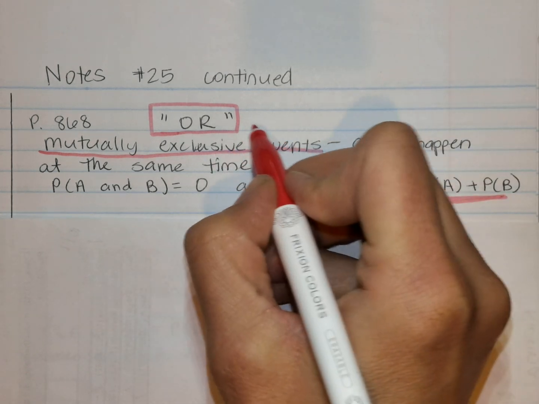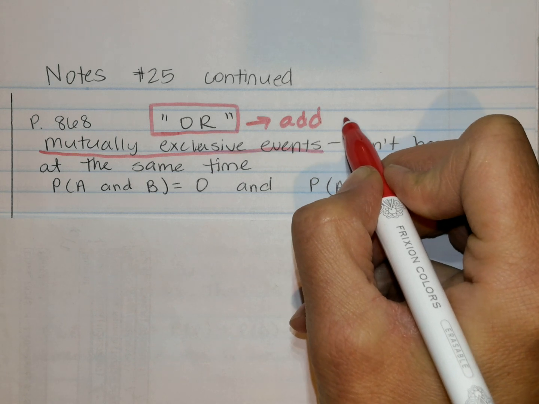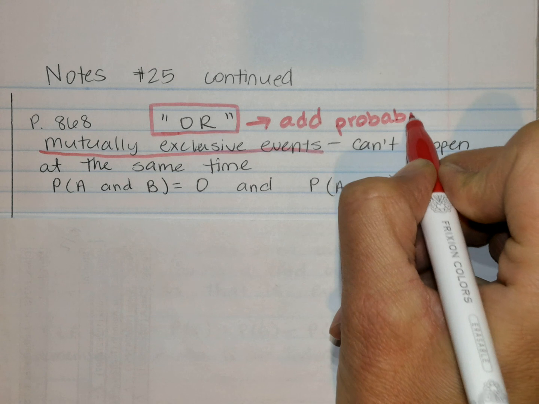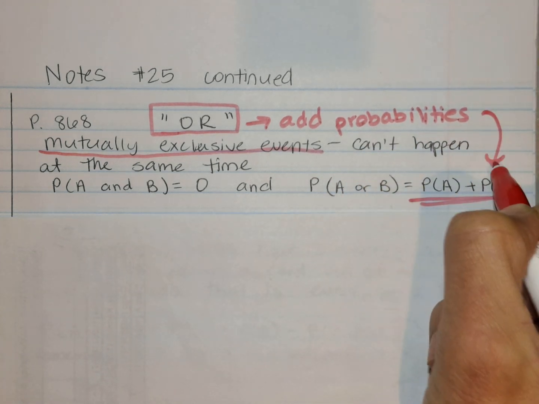So what I want to say is or, add probabilities, I guess. Add probabilities. Because right here it says to add.